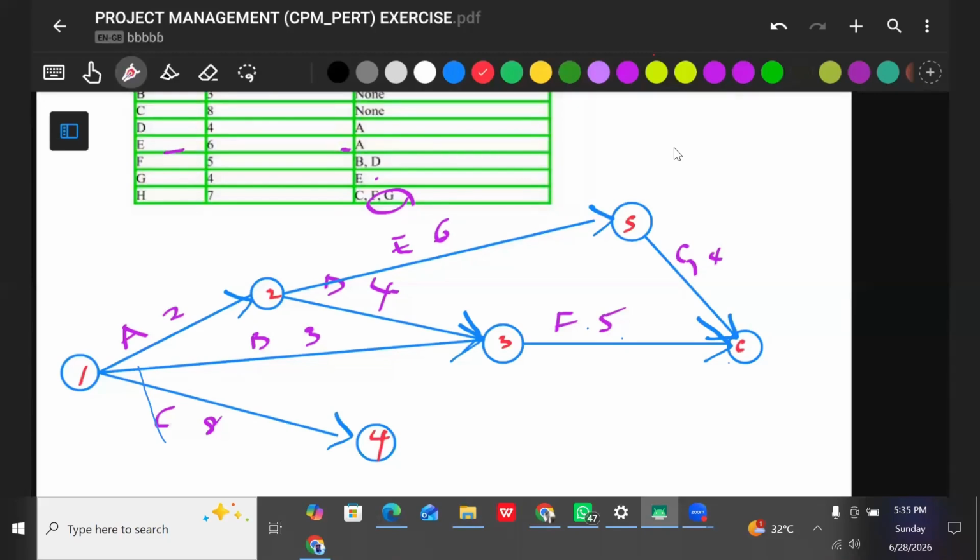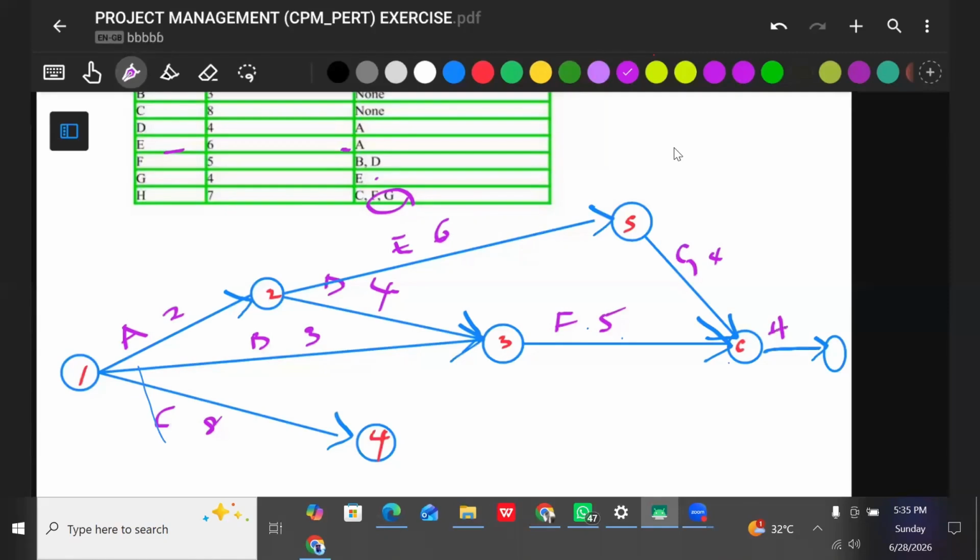Now, the last activity is activity H. Activity H can come this way. I'm going to make this a bit shorter because of my paper here. Activity H comes this way. I draw this and I close this node here. So this becomes my H.